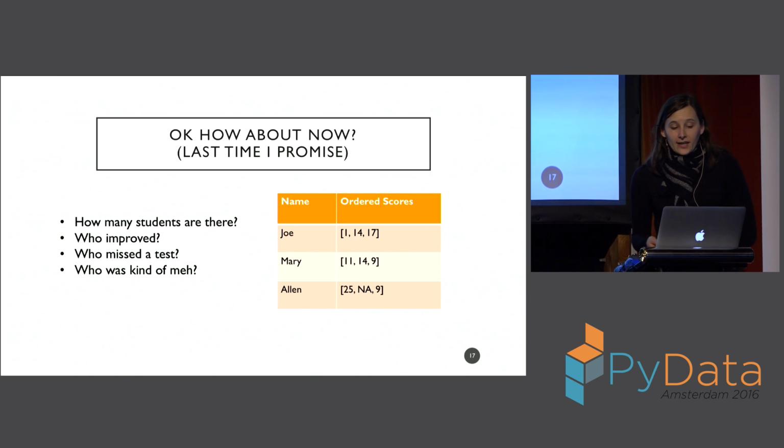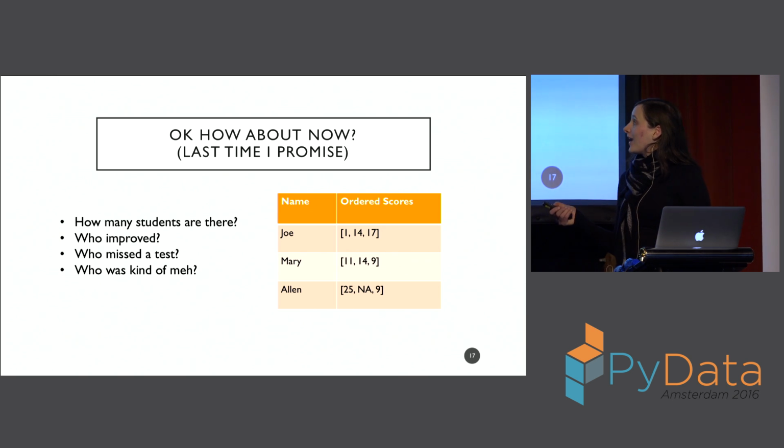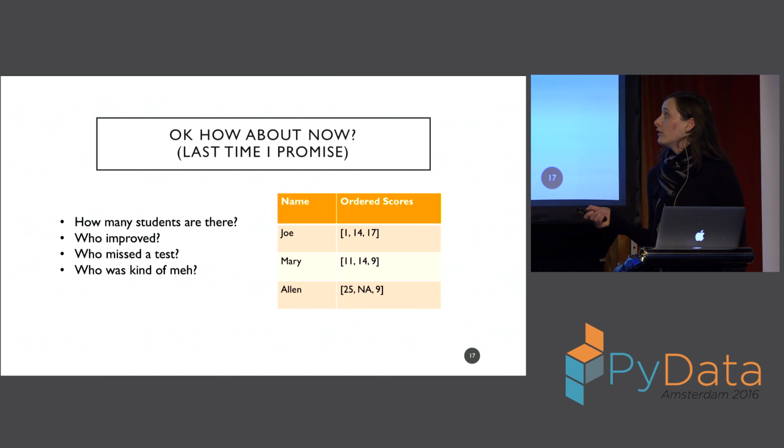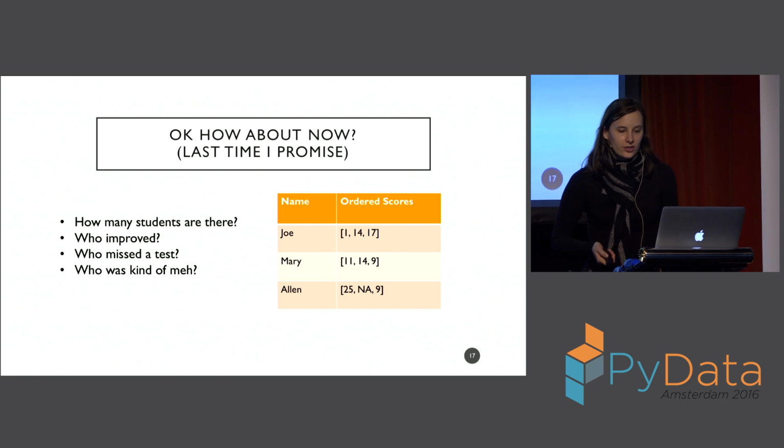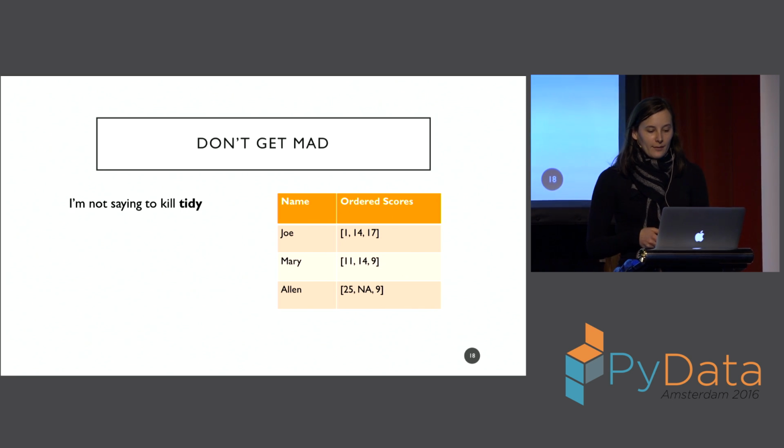So some of the questions that now become easy to answer: how many students are there? Who improved? Joe improved. Who missed a test? Alan missed a test. Who was kind of meh? Mary's kind of meh, right? She's sort of futzing around, no clear trend. Okay, so don't get mad.